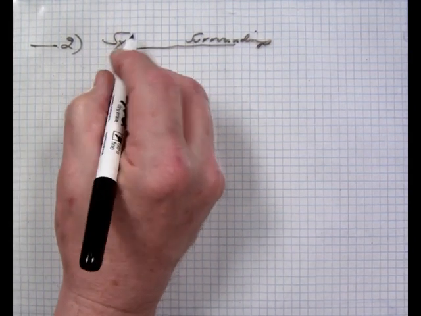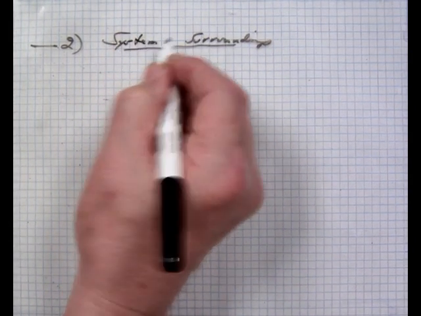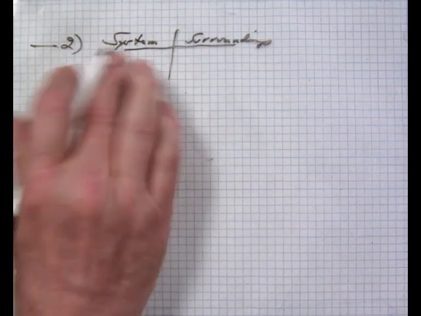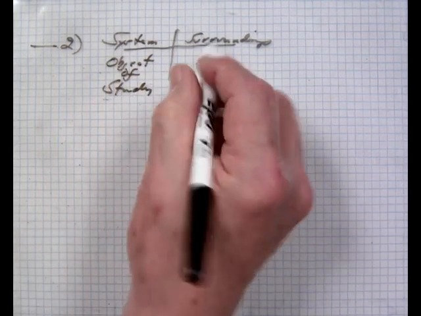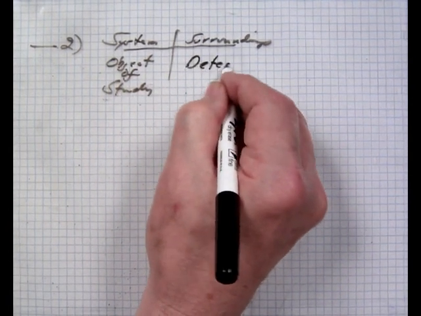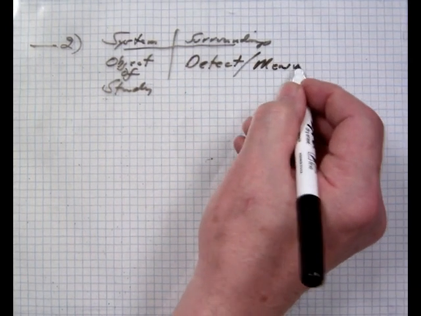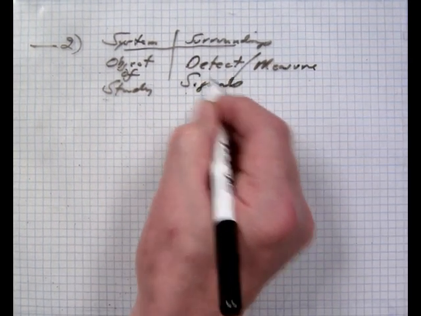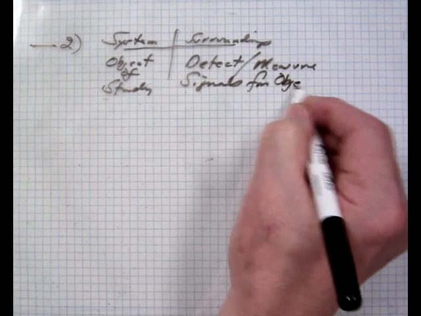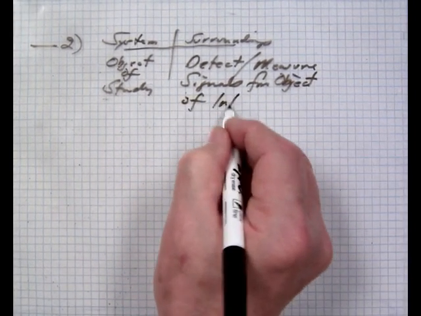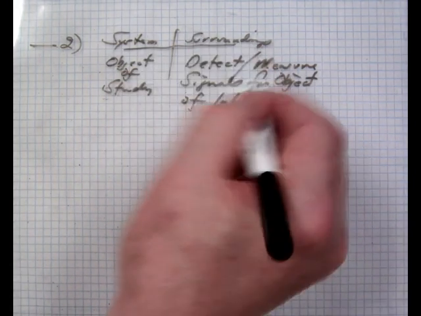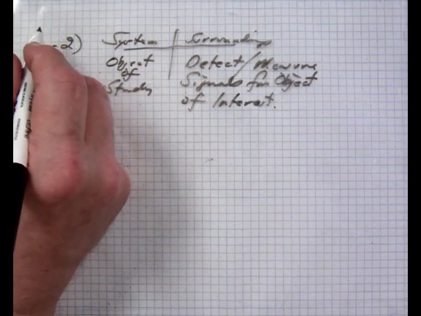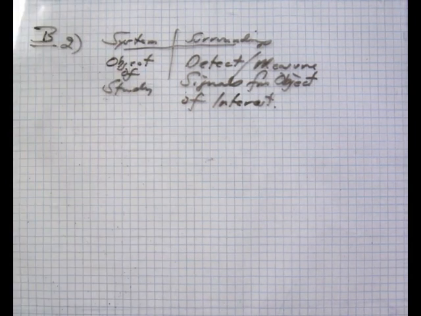And the object that you're measuring or studying is the system. And this is where you detect and measure signals from the object of interest. Good point? Okay, so in this case, all the measurements are being done in the surroundings and interpreted in terms of the system, like that. Hope that helps.